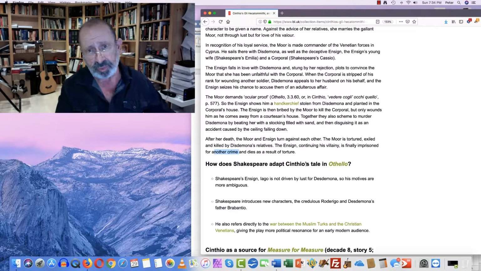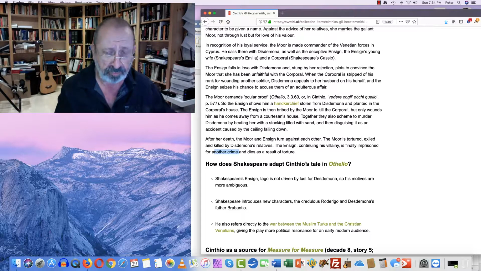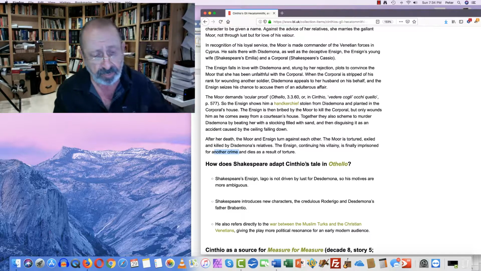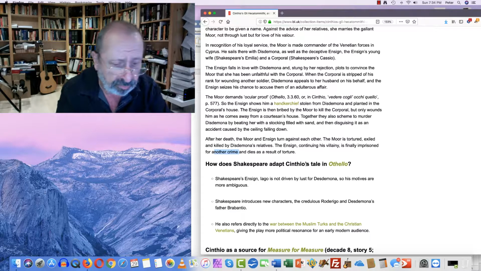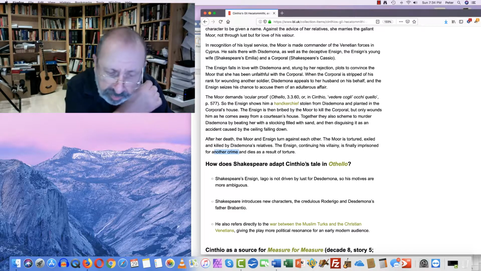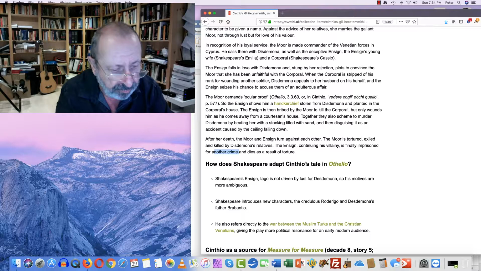The Desdemona in Shakespeare never does that. She's loyal and faithful and true to the end. So Shakespeare's changed that also. Also in Cinthio, it is the ensign who murders Desdemona at the Moor's urgings, of course, and then the Moor repents and goes after the ensign, who confesses to everybody that the Moor put him up to it.